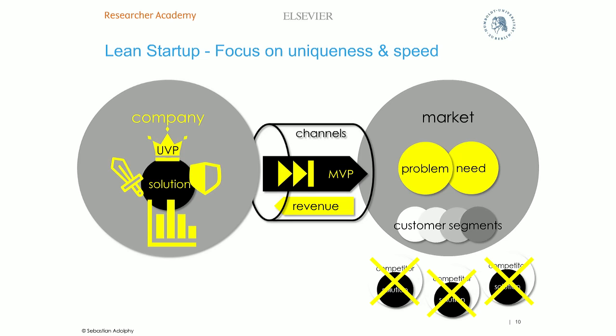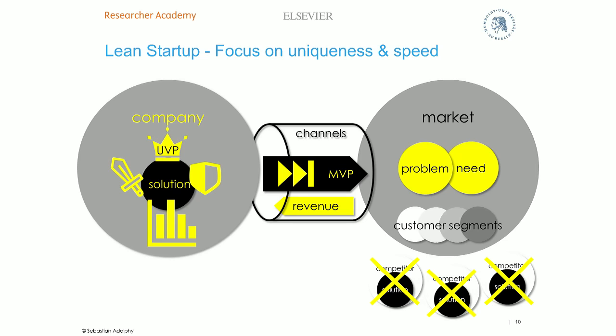Regarding the second focus, which is speed, this is what you see in the middle in the channel, which is called MVP. MVP stands for minimal viable product. So the approach in this situation is to create not the perfect product or the best product, but a product which is just good enough to survive on the marketplace, and to do this as fast as possible.